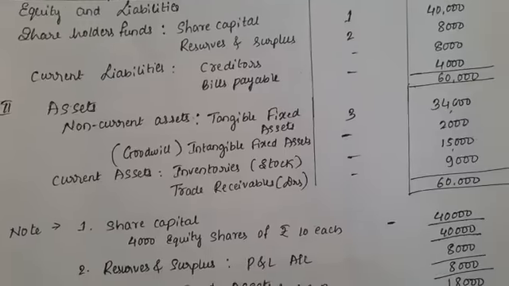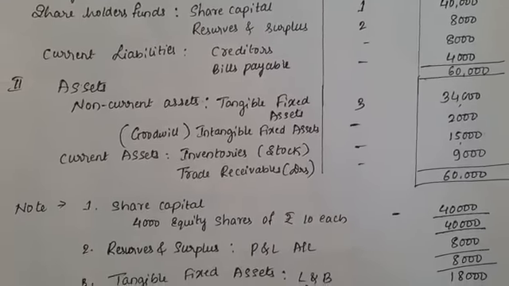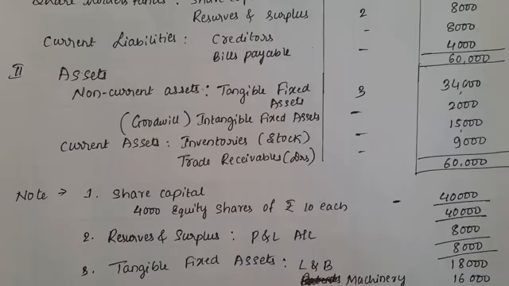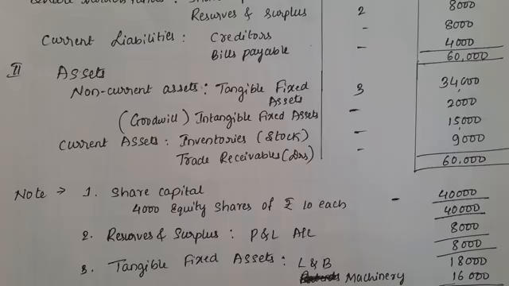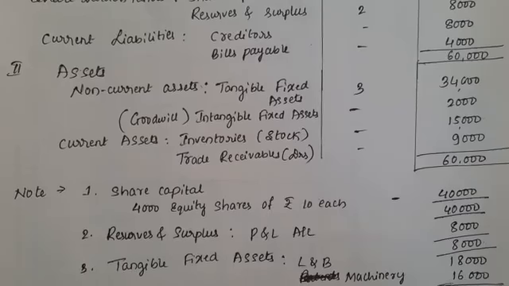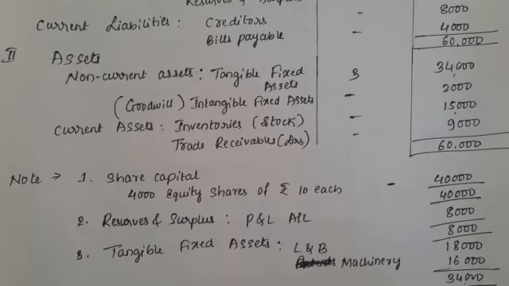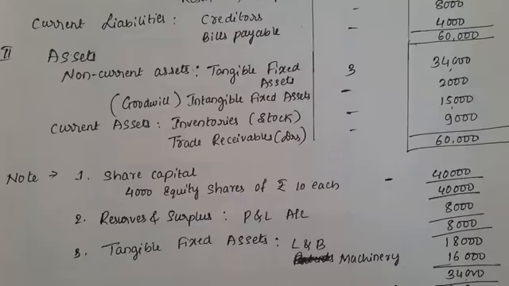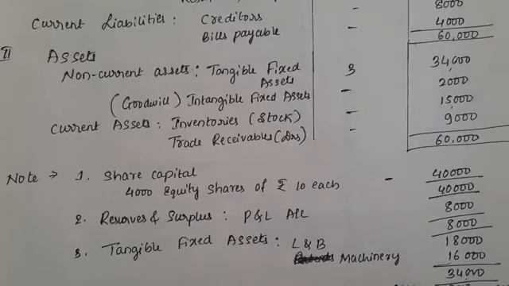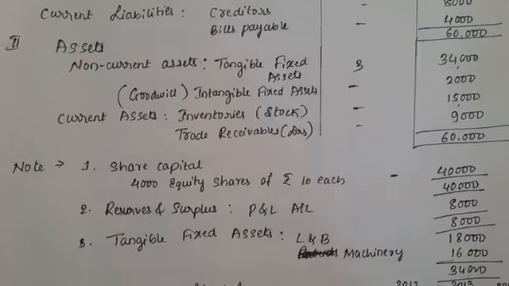Now the notes. First note, share capital: 4,000 equity shares of rupees 10 each, that is 40,000. Reserve and surplus, that is the profit and loss account, 8,000. Tangible fixed assets: land and building 18,000, machinery 16,000, total 34,000.